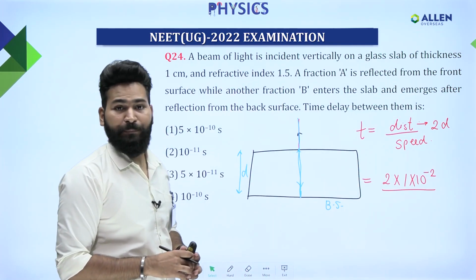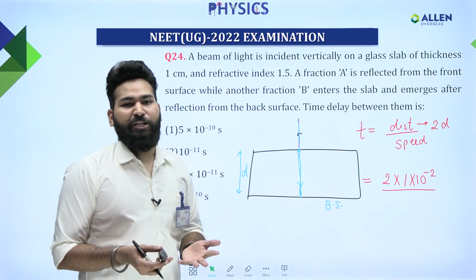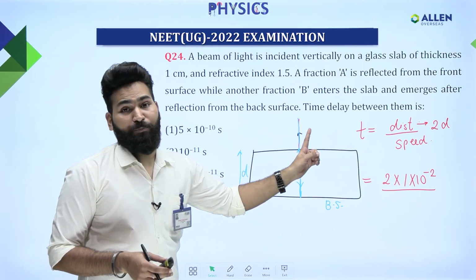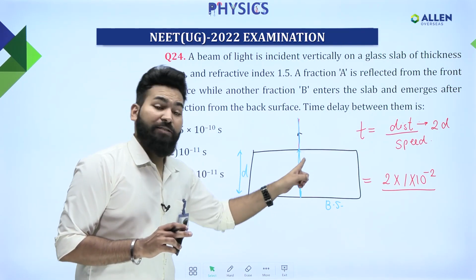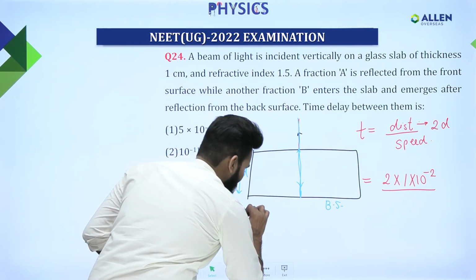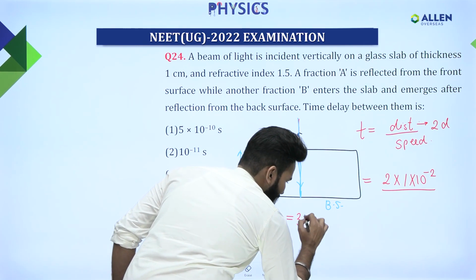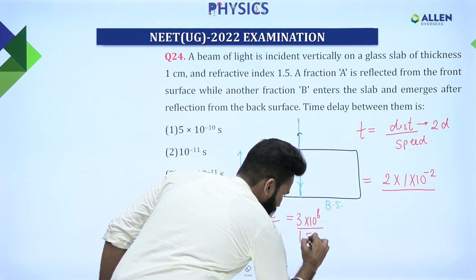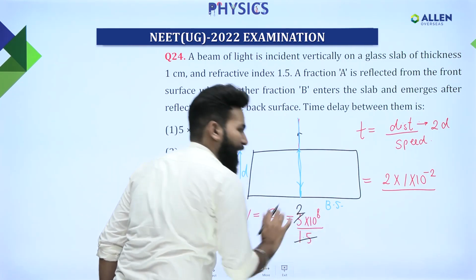What about speed? See, this is a beam of light. So its speed is nothing but the speed of light, which is 3 into 10 raised to the power 8. But it is not in the vacuum. 3 into 10 raised to the power 8 is the speed of light in vacuum. The light is traveling inside a glass slab. So its speed will become v = c/mu. C is nothing but 3 into 10 raised to the power 8 meter per second divided by mu, which is the refractive index of glass, which is 1.5. So it will be nothing but 2 into 10 raised to the power 8.